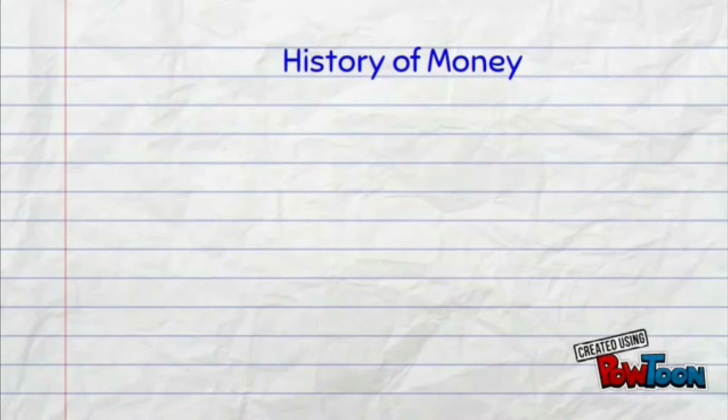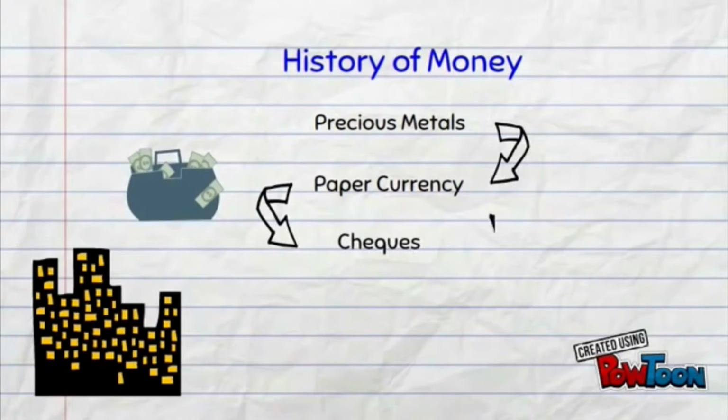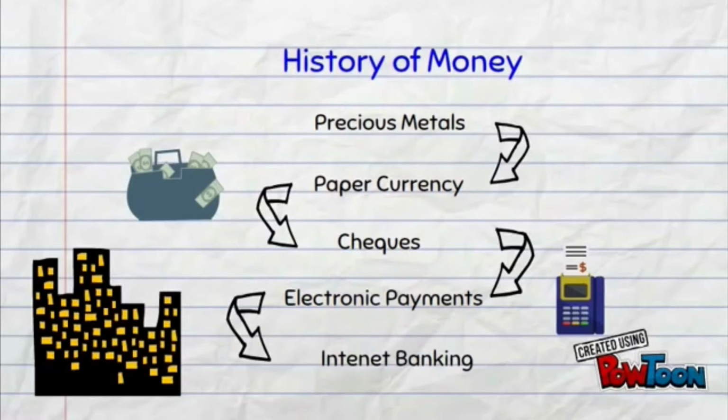Throughout the centuries, the business of banking has evolved into a multi-billion enterprise. Money has since changed from precious metals to paper currency, to checks, to electronic payments, to internet banking. From physically having to exchange one good for the other has now evolved into clicking a few buttons and automatically transferring wealth.